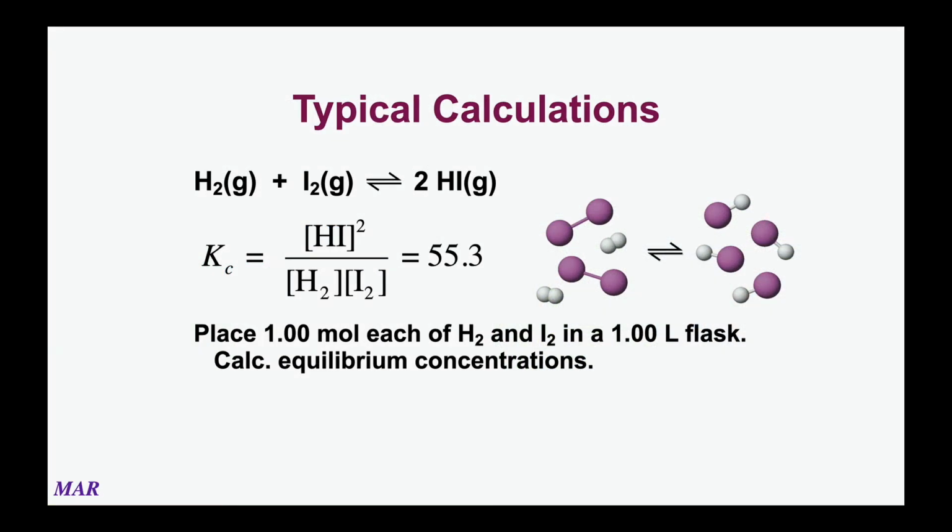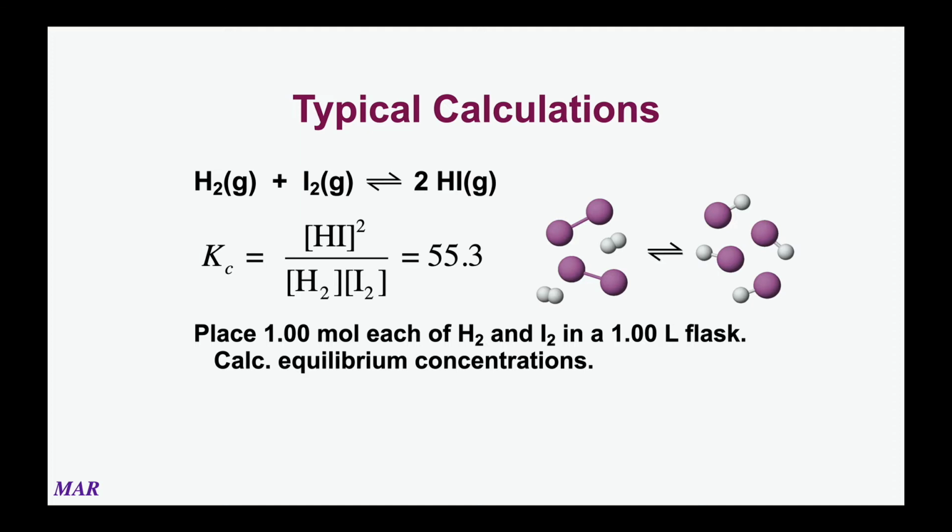Equilibrium concentration calculations are something that are going to be really helpful to us. And we're going to look at a little bit of math in this section, so I'm just letting you know. But let's look at a typical set of calculations, things you might run into in problems like these. So this reaction is H2 plus I2 making HI, and the K value we saw earlier, 55.3.